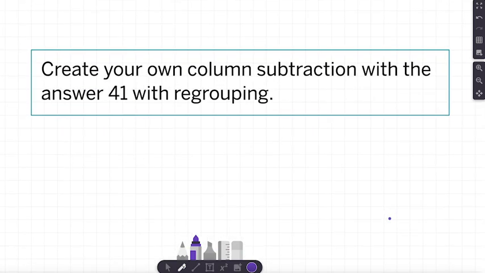And finally, here's a challenge if you're happy with all of that. Can you create your own column subtraction with the answer of 41? And it has to use regrouping. Ideally with 2-digit numbers as well, as that's what we've been practicing.